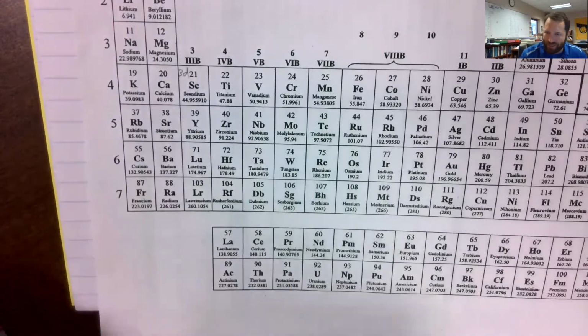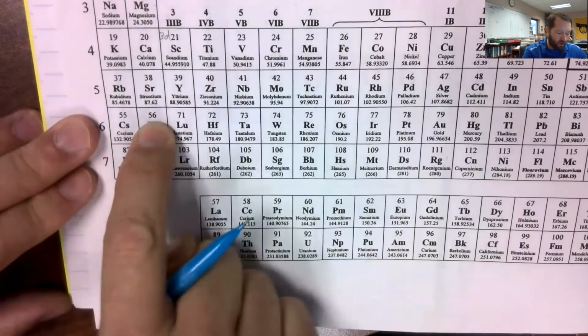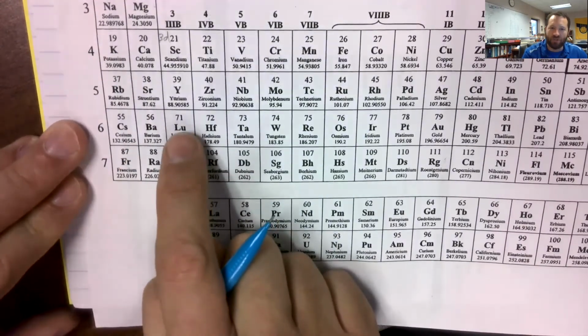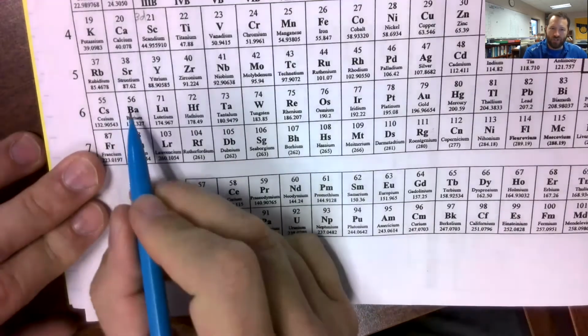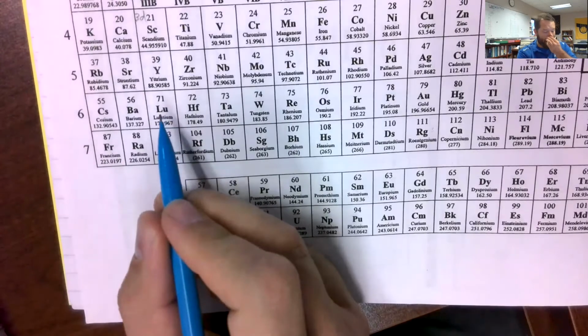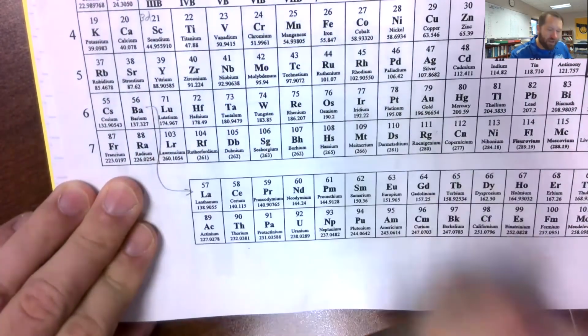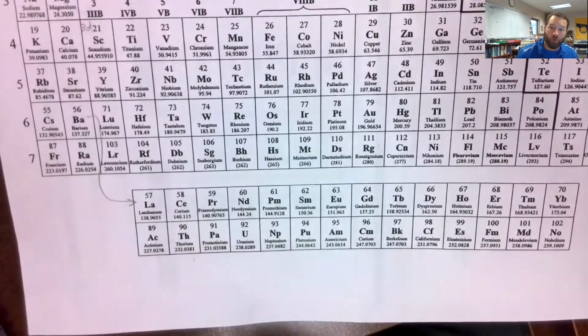Something you need to notice. Hopefully you already have, and if not, I'm pointing it out right now. Number 56, barium is not followed by number 71, lutetium. We should all be able to count. 56 does not go to 71. I don't know if you've been in my room recently, but take a look at the periodic table on the board up front.